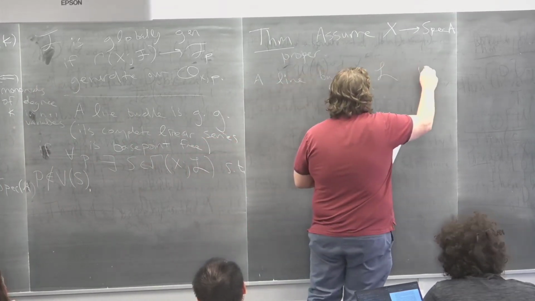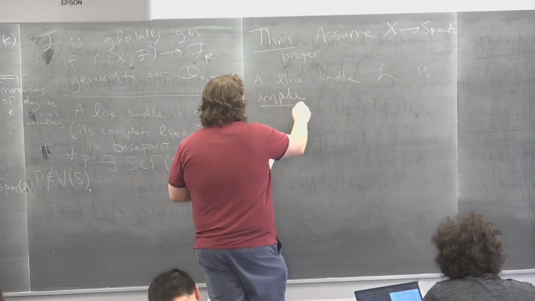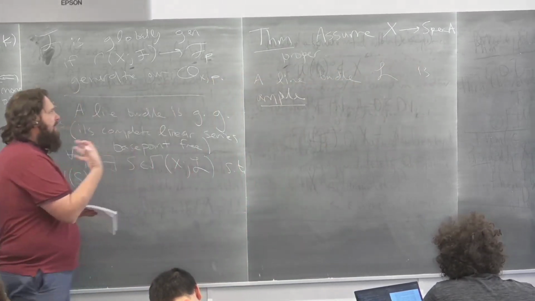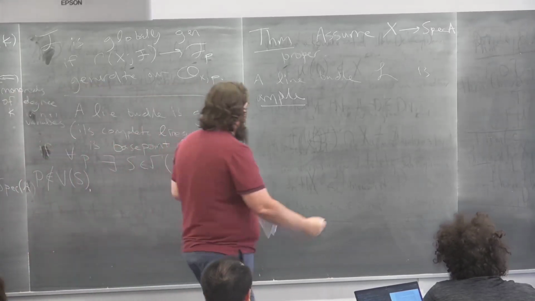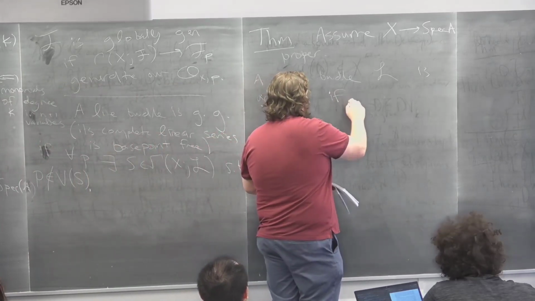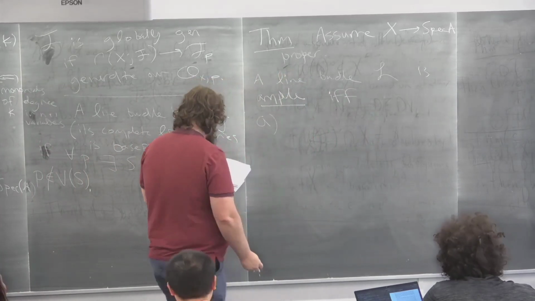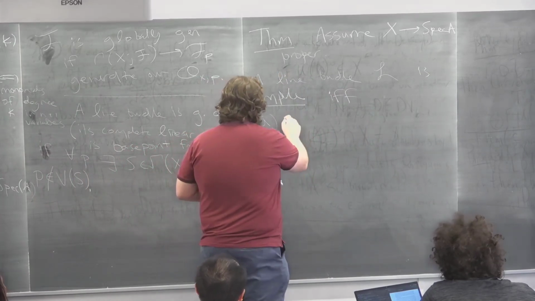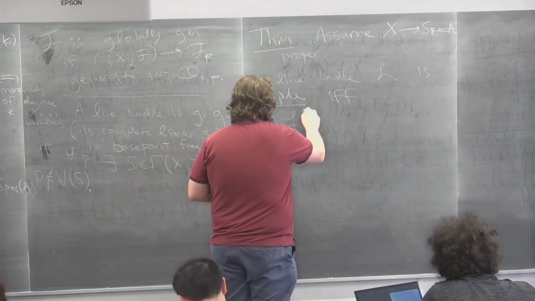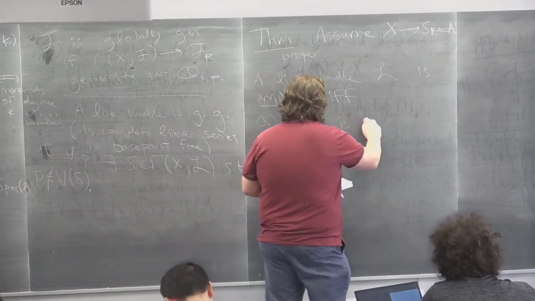Line bundle L is ample. So that means it gives me a way of realizing spec as proj of something, but maybe not generated in degree 1. If and only if, I'm going to use the letters from Vakil, but I'm not going to do this in quite the generality that Vakil does. Some power of L is very ample.